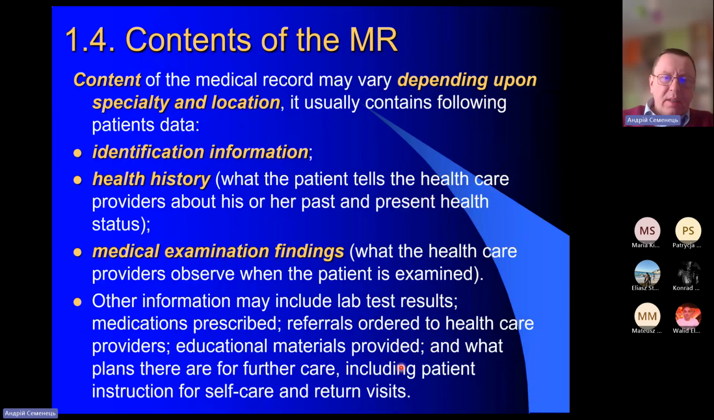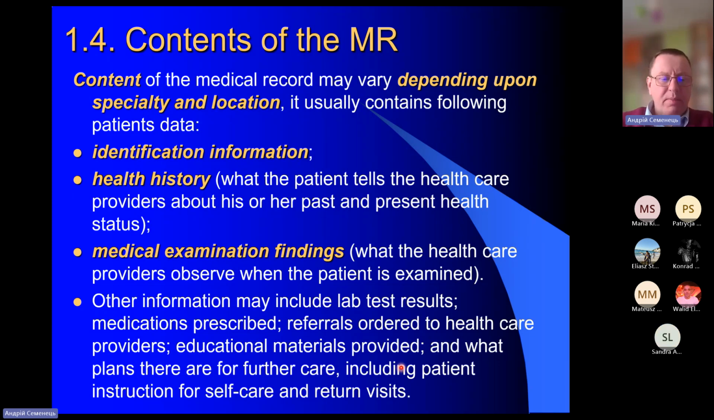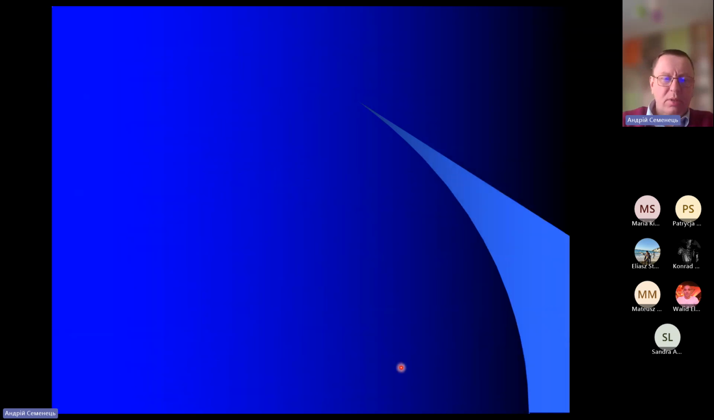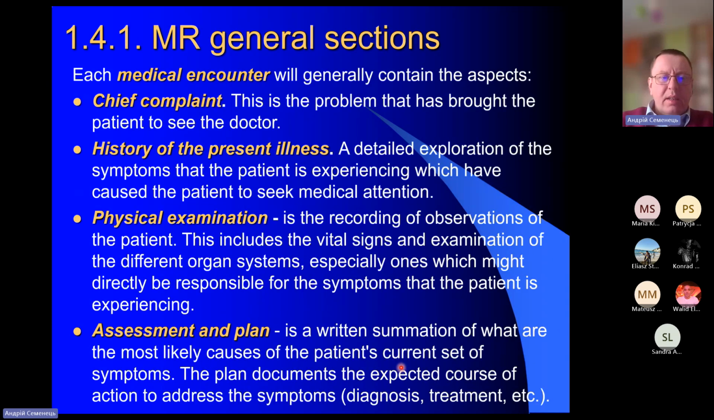Of course, the content of medical records might vary depending on specialty and location, but generally contains basic information like identification, health history, specific family history, and so on, then medical examination findings, different observations, and any recordable data: lab test results, images, prescriptions, referrals, and so on. I think these are very common things, so I will pass through relatively fast.